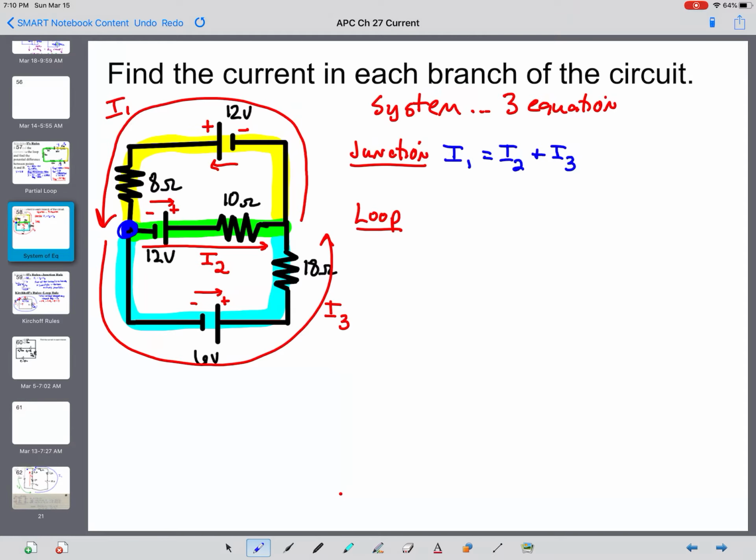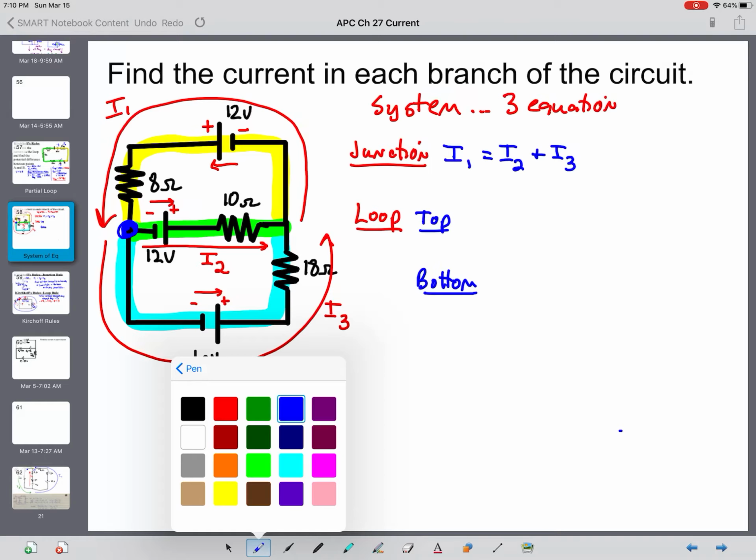Now, for the loop rule, you actually have 3 loops in the circuit: the top loop, the bottom loop, and then the entire outer loop, which would be the yellow and the blue. You cannot get your system of equations just by using 3 applications of the loop rule, because top loop plus bottom loop equals outer loop. So I'm going to do a loop rule for the top loop and a loop rule for the bottom loop.